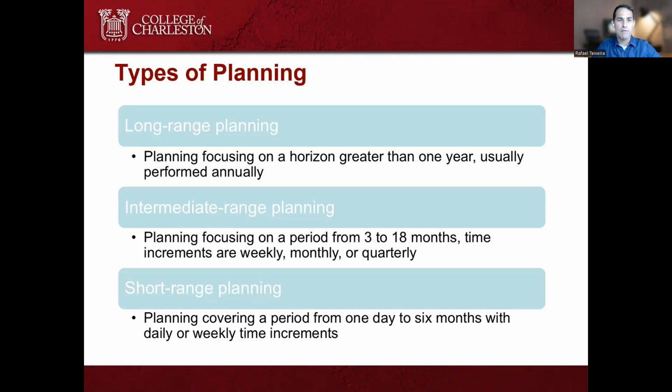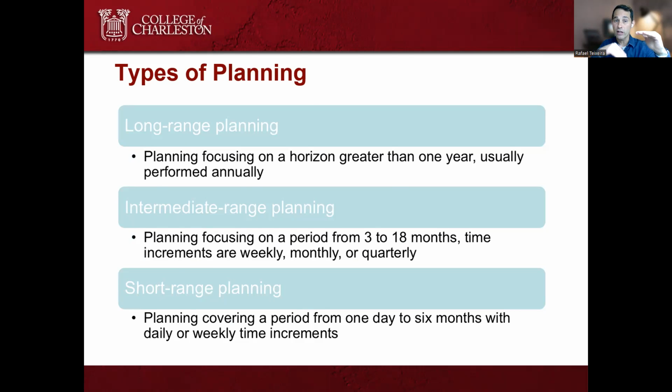What types of planning do we have? We have long-range planning, in which planning is focused on a horizon greater than 1 year. That's what I talked about before. Intermediate range planning goes from 3 months to 18 months, and short range planning goes from 1 day up to 6 months.